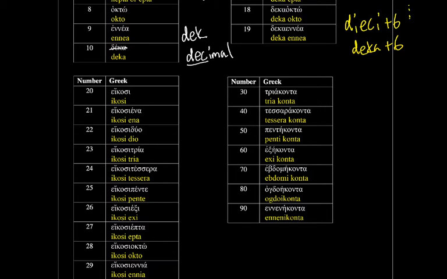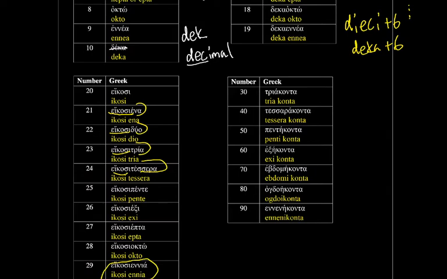So ikosi, that means 20. And then here we just have ikosi ena, ikosi dio, ikosi tria. So you have ikosi, so 20, and then ena. Ikosi, so 20, dio. Ikosi tria. Ikosi tesera. Ikosi pente. And so on.